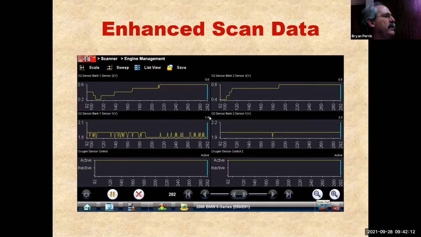So if I look at these, bank 1 is at 1.8 volts. Bank 2 is at 2 volts. What side's richer? Well, the one with the lowest number. So bank 1 is slightly richer than bank 2. So now let's look at my rear sensors.